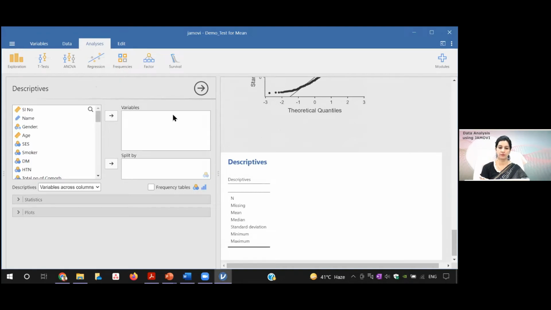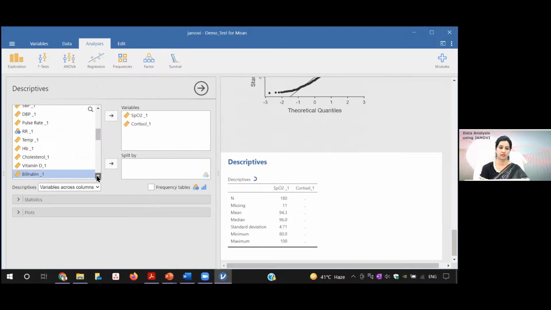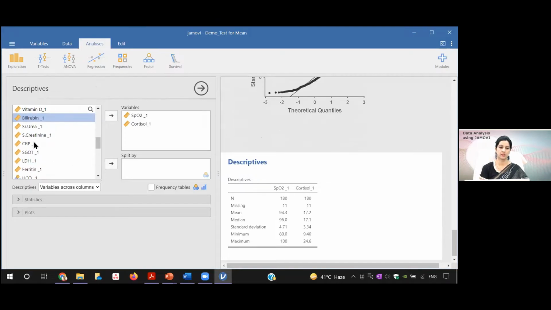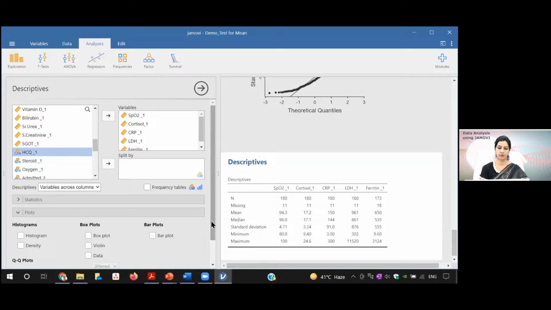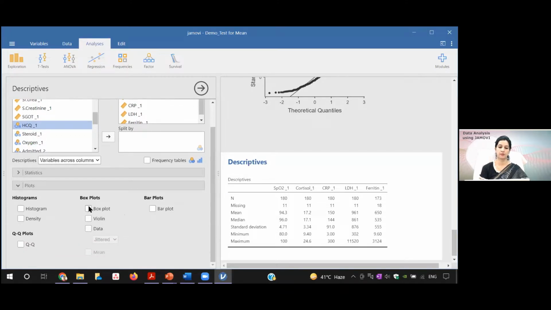So you have to come here and I'll transfer all these variables here also. So maybe this SpO2, then cortisol, then this CRP, LDH, ferritin, and come to the plot. So you see this option of plots. Maybe box plot you can click.